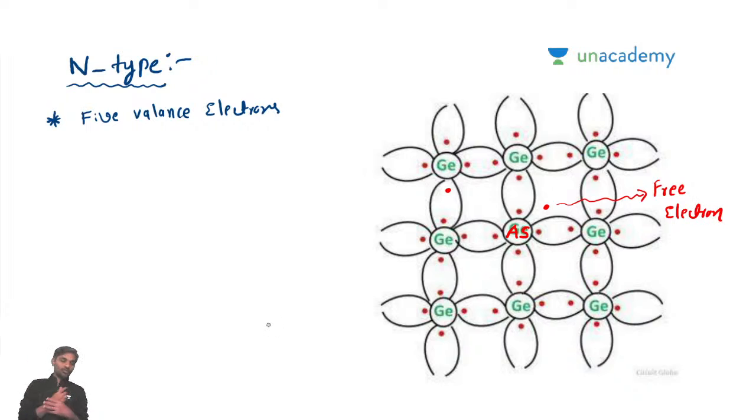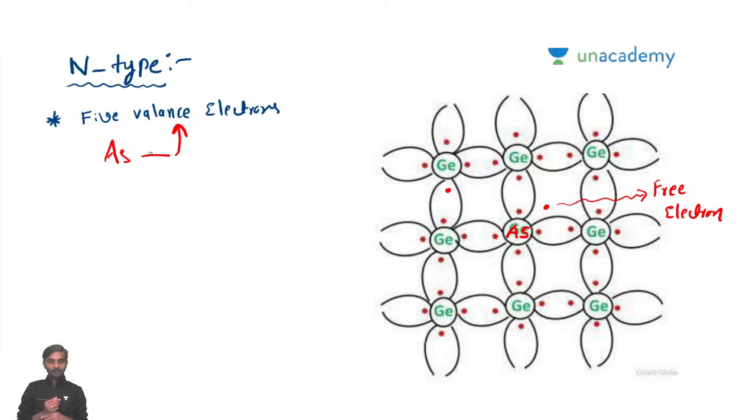And this free electron is responsible for the conduction. So 4 of the 5 valence electrons will occupy the covalent bonds, right? Arsenic, as I told you, has 5 valence electrons. Out of the 5, 4 of them will be occupied with covalent bonds. 1 electron will be left free. That will help with the conduction.